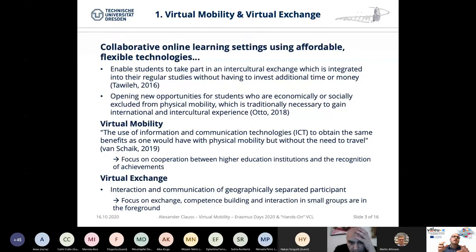Virtual mobility, in short, is the use of information and communication technologies, short ICT, to obtain the same benefits as one would have with physical mobility, but without any need to travel. So the term virtual mobility focuses a bit more on cooperation between higher education institutions and the recognition of achievements. And in addition to that, we have virtual exchange, which focuses on the interaction and communication of geographically separated participants. And there, for the term virtual exchange, the focus is more on the exchange and competence building and the interaction in small groups.